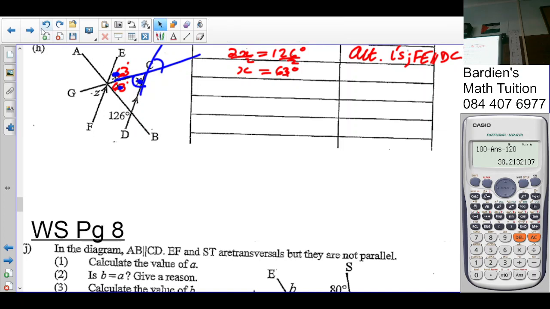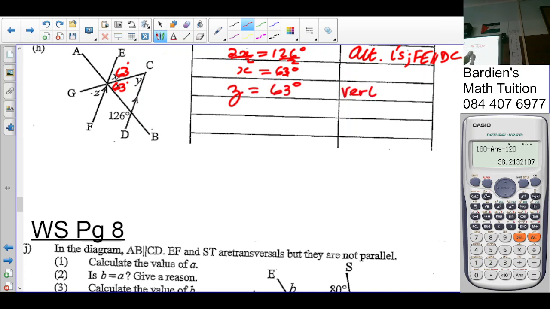Why is it 63? That is vertically opposite. This is vertically opposite here. Right, so we can say Z. Do we have to go first Y then Z? No, they did not specify. So Z is equal to 63 degrees because that's vertically opposite. Right.